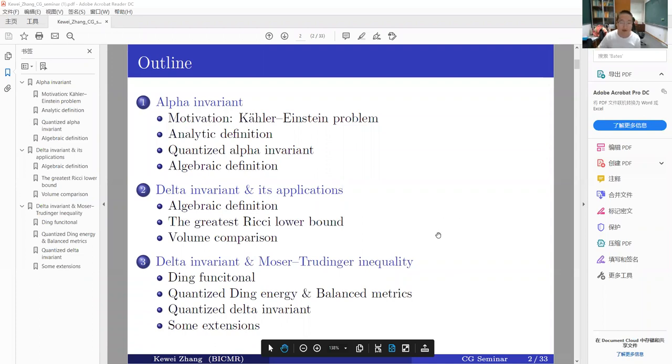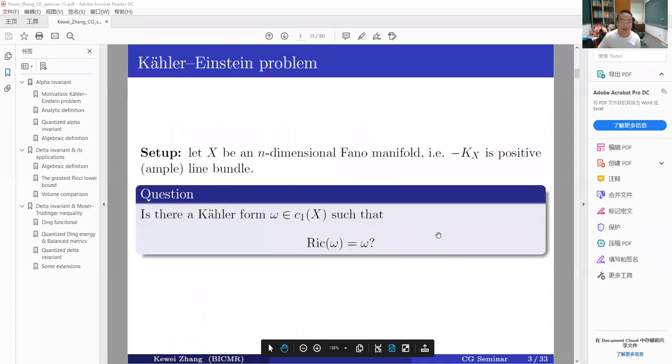So let's start. The motivation of our study is this Kahler-Einstein problem. In this talk, for simplicity, I will fix a smooth n-dimensional Fano manifold, which means that the anti-canonical line bundle is an ample line bundle. Then the fundamental question is whether we can find some Kahler form in the first Chern class such that it satisfies this Kahler-Einstein equation.